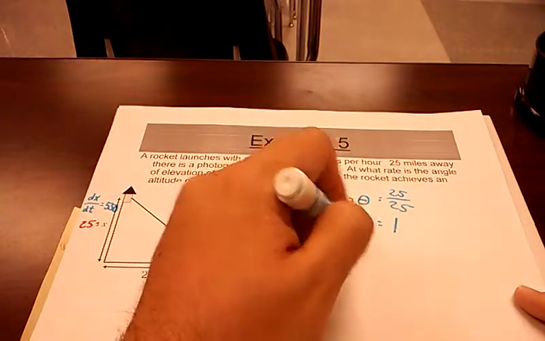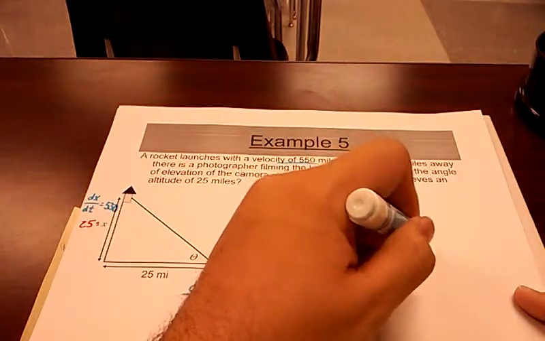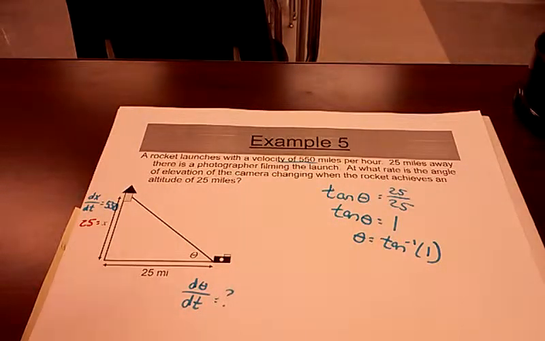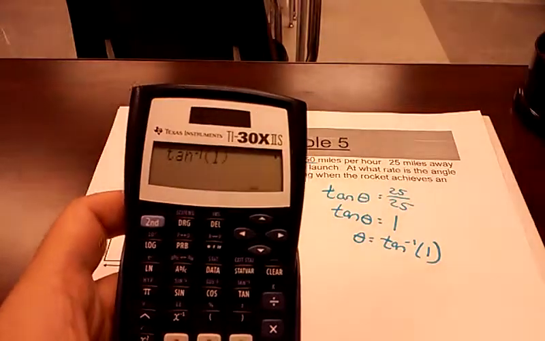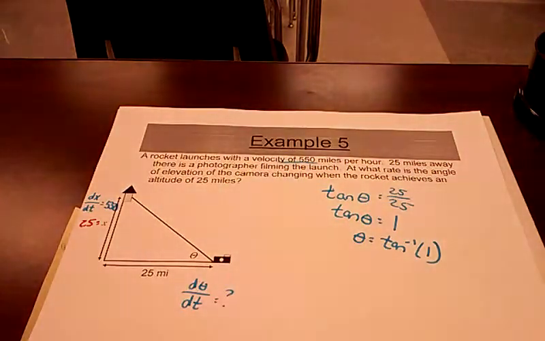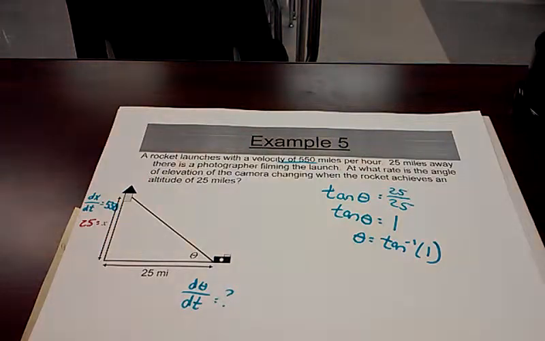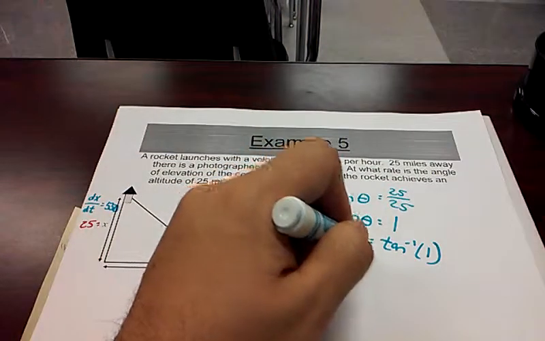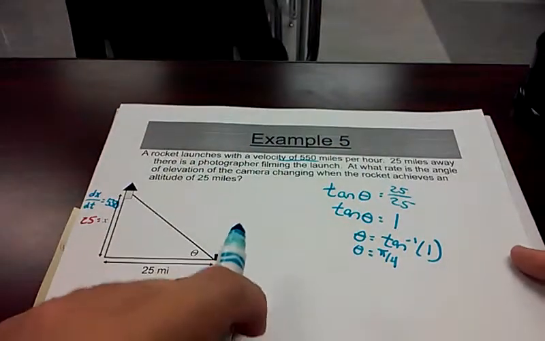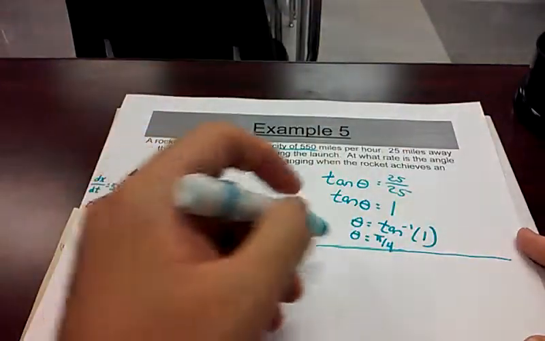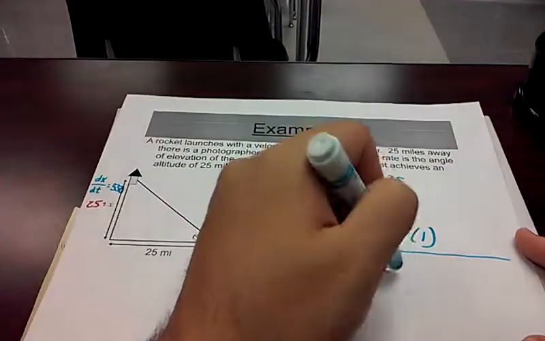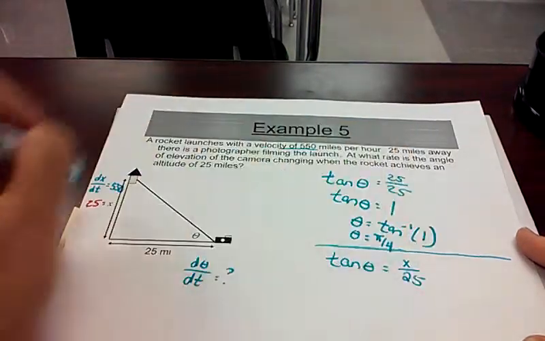And then to solve this for the angle, I'm going to do tangent inverse of 1. And you can use your calculator to find that value, but I'm going to hit tangent inverse of 1, and that's going to give me 45 degrees. So that's basically a 45-degree angle, which in radians would be the same thing as pi over 4. So my angle is pi over 4. Okay, we're going to use that later. But first, let's just write out my formula. My formula for tangent for this problem will be tangent of theta is x over 25, opposite over adjacent.